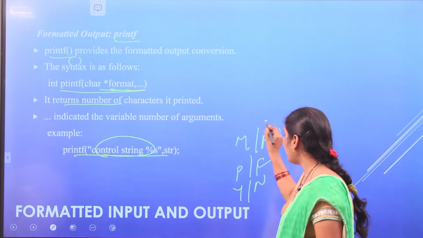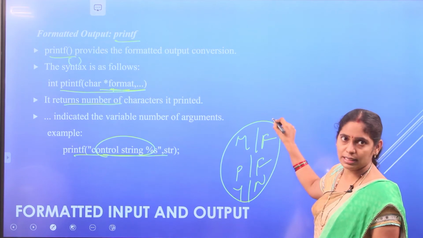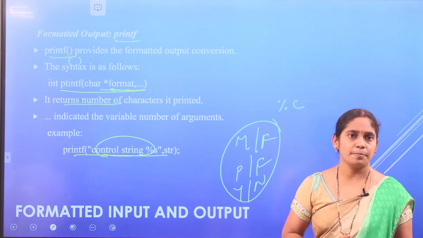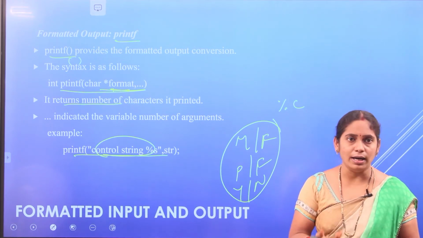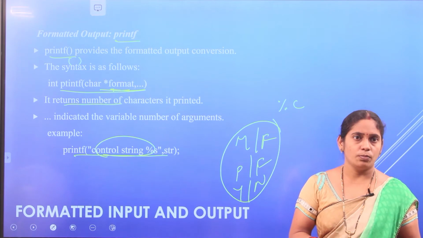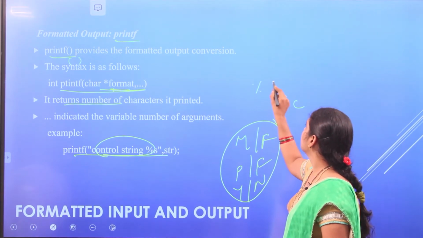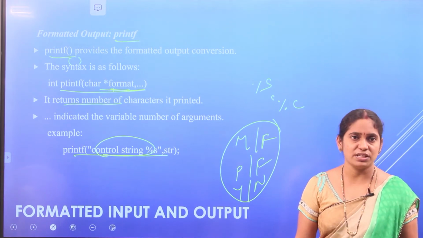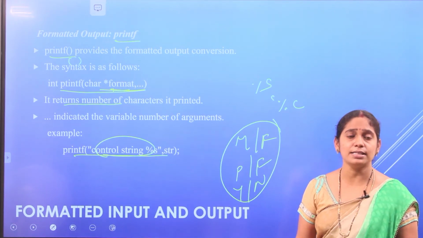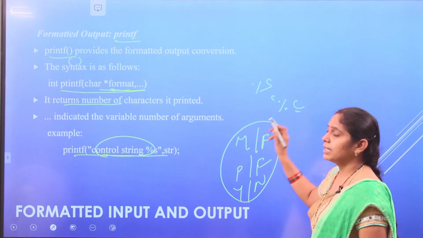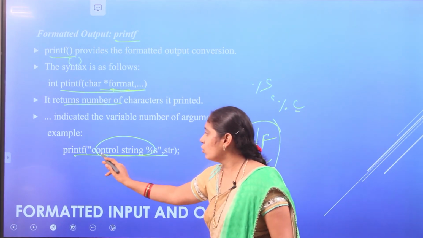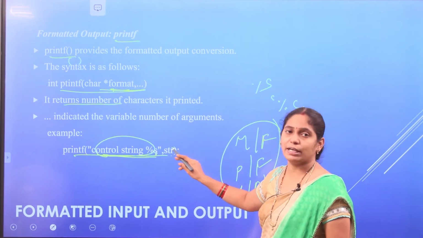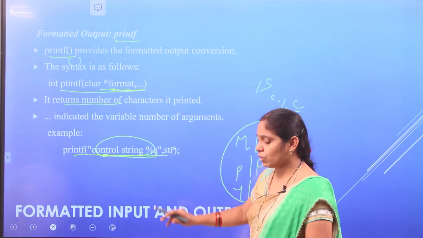If you have only one character like M, N, X, O, P, we use the format specifier %c. If we have more than one letter as a group, the format specifier for that is %s. S represents string, C represents character. So whichever value you want to print here, the respective format specifier needs to be given, followed by the respective variable name. So this is one of the examples.